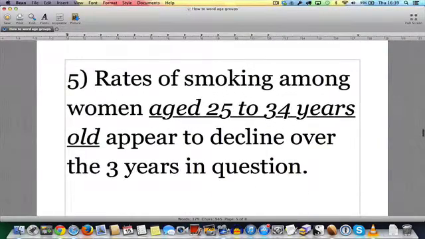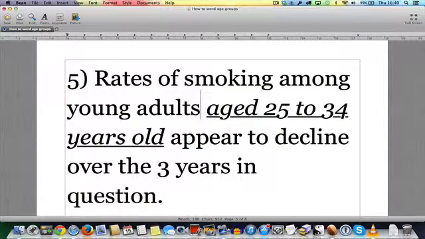Okay, rates of smoking among women aged 25 to 34 years old appear to decline over the 3 years in question. Okay, so here we're making reference with aged 25 to 34 years old. We could dress it up further and perhaps say young adults, I guess. Young adults, aged 25 to 34 years old, that would be fine too.